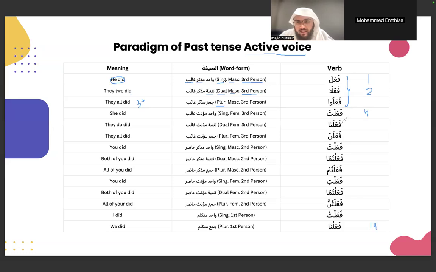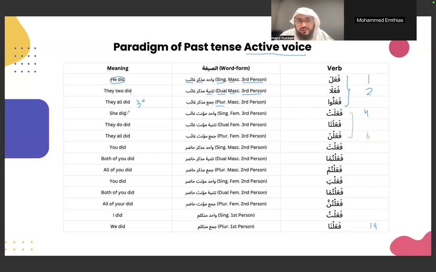فعلت, فعلتا, فعلنا. These are for females. So the first three verbs are specific to males, male, and third person. Here from four onwards till six is for female third person.